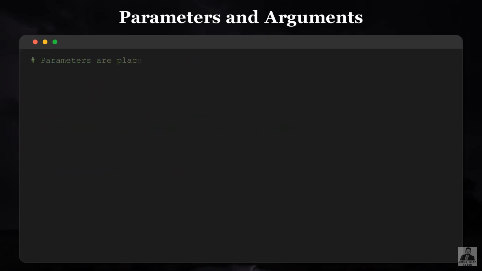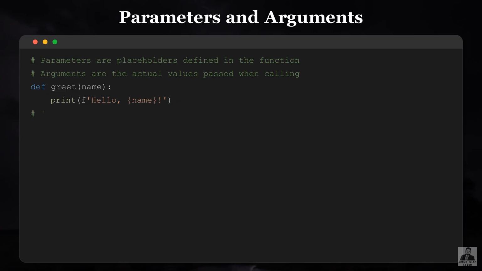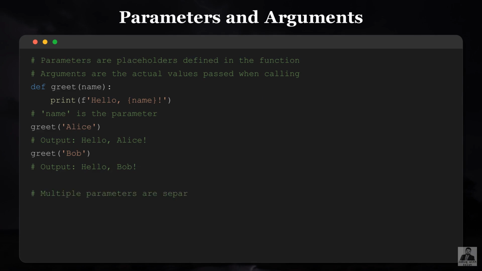Parameters are the variable names you define inside the function's parentheses. They act as placeholders for the values that will be passed in. Arguments are the actual values you pass when calling the function. Here, name is the parameter. When we call greet with Alice, the string Alice is passed in and name holds that value for the duration of the function. You can define multiple parameters by separating them with commas.